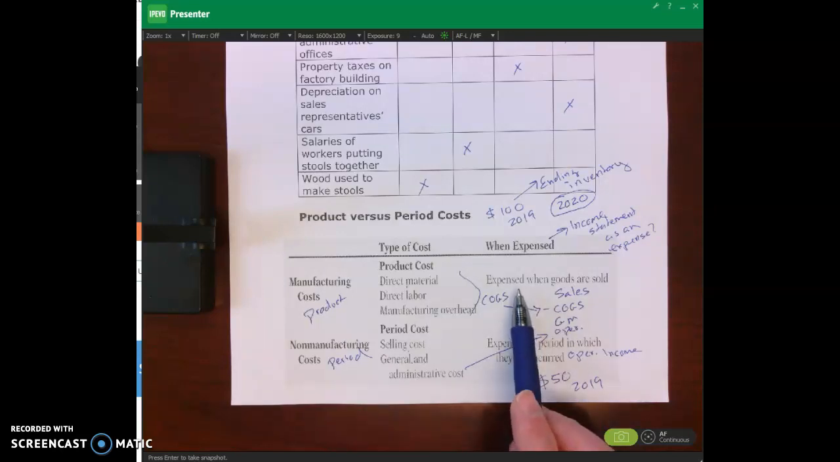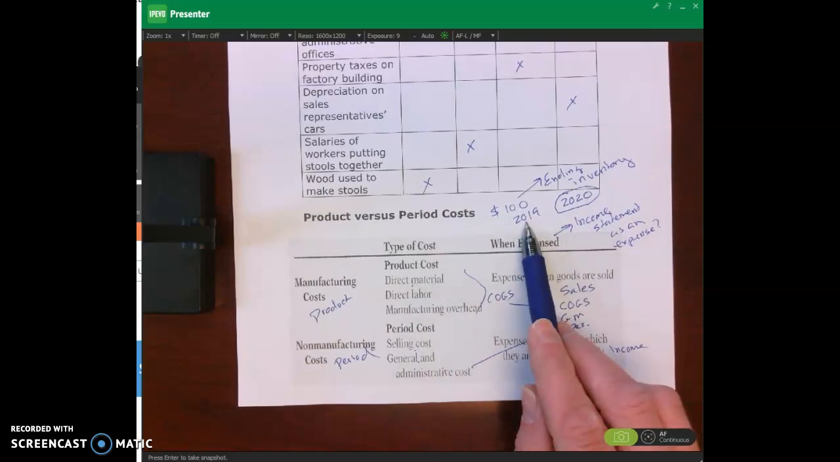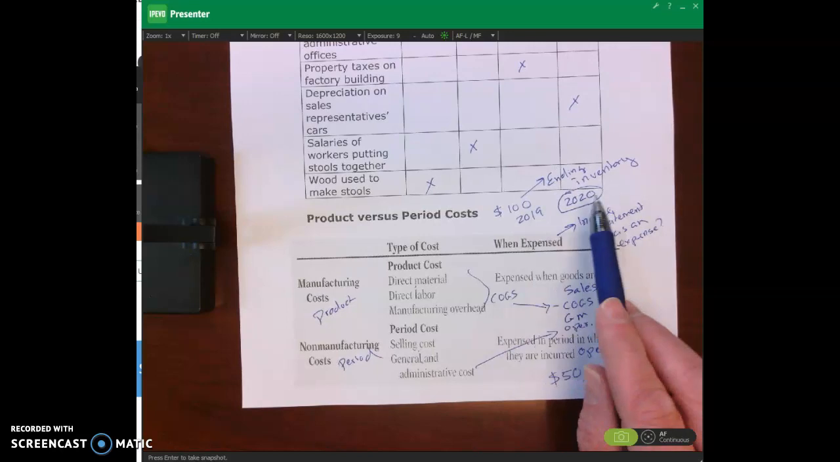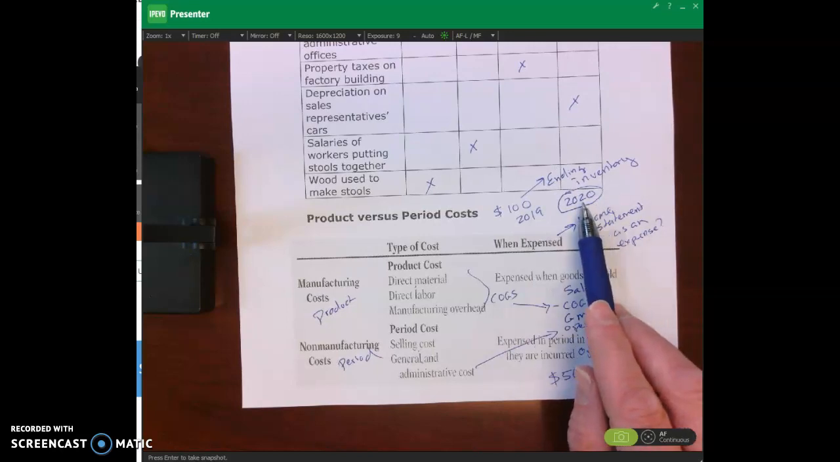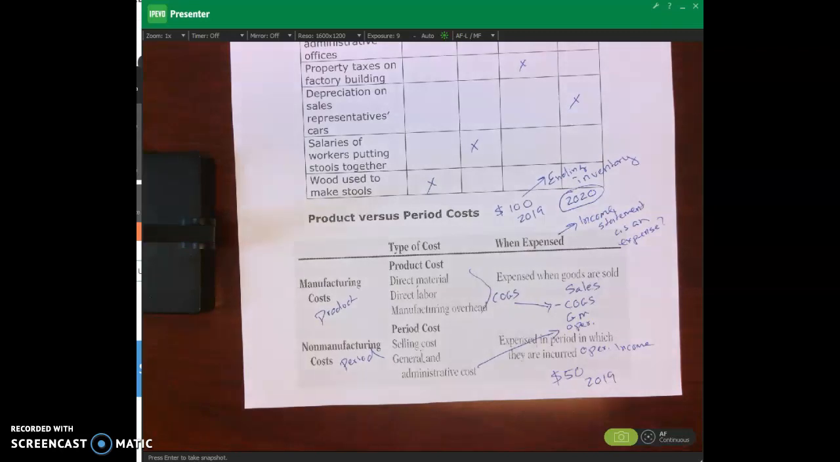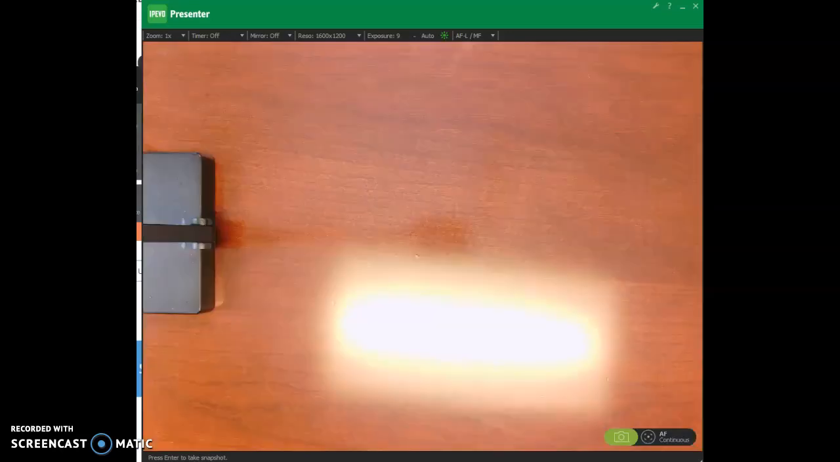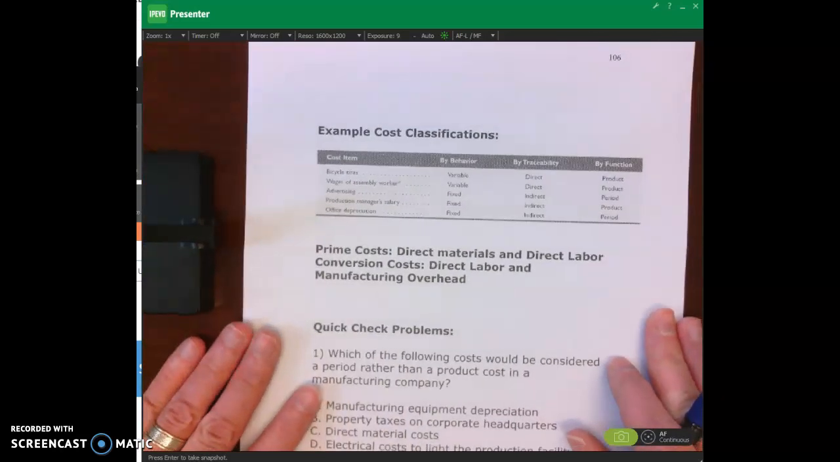That's different than these costs. These costs stay in ending inventory until they're sold. And then once they're sold, they move to cost of goods sold in the period in which they are sold. These show up on the income statement in the period in which they are incurred. That's why they're called period costs. Okay? So when we look over here at the next page, we have some more example cost classifications.